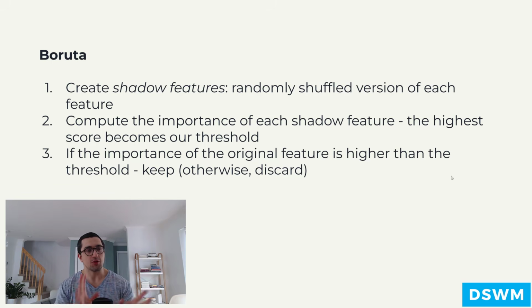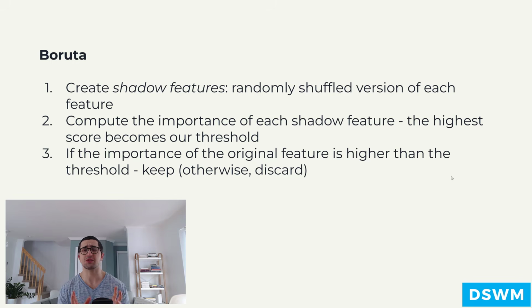So going back, sorry, I diverged a little bit. It's going to compute the importance of each shadow feature, and then the highest score of the shadow features becomes our threshold. And then it's going to take a look: is the importance of the original feature higher than this threshold? If that is the case, the algorithm decides to keep it. Otherwise, Boruta decides to discard it.